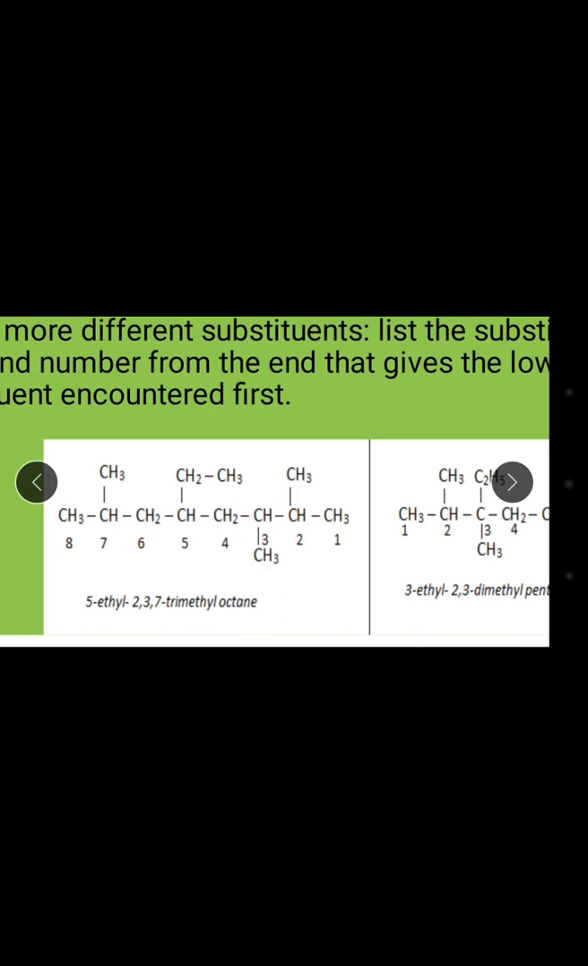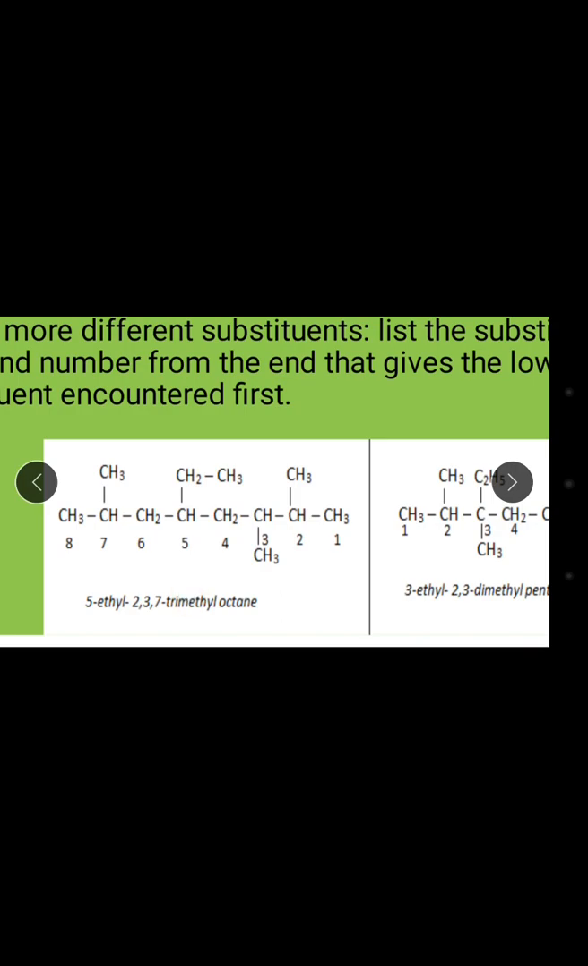Now we have 2 types of substituents, methyl and ethyl. With these 2 substituents, which one should come first alphabetically? E comes before M. Don't consider di or tri or whatever. What you are considering is the name of the substituent, not the prefix di, tri, whatever. If it was to be di, you would have said di will come first. But we only consider the name of the substituent. So alphabetically, E comes before M.